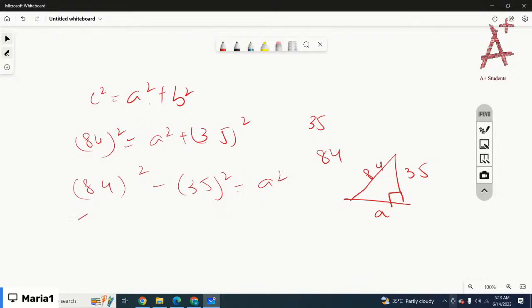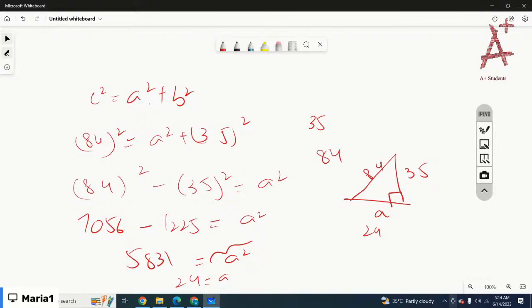So 84 times 84 is 7056 minus 35 square. That would be 1225. So you have to do 7056 minus 1225. That would be 5831. Just calculate the square root. So it would be square root of 5831. It would be 24. That means the other side length is 24. Got it? The distance between both the boats is 24 meters.